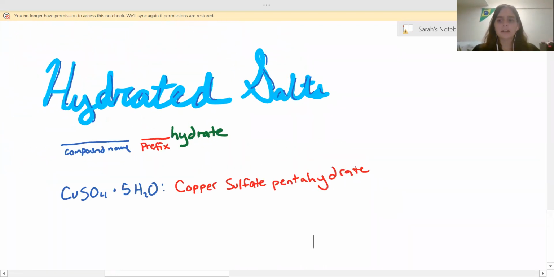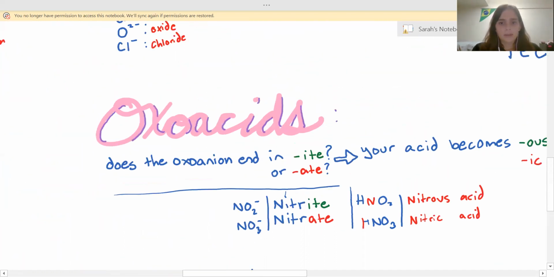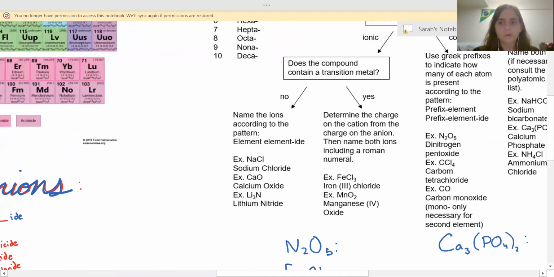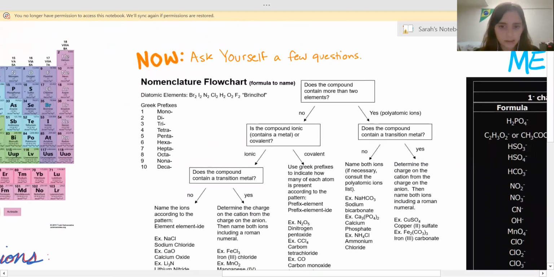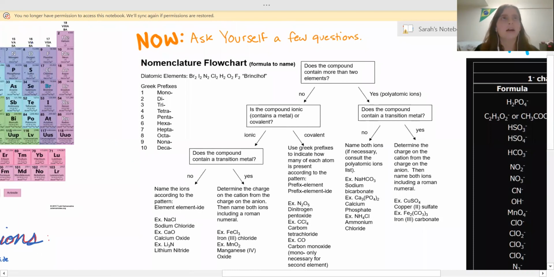All right, so now that we've got cations, anions, acids, and hydrated salts, I want to move on to this really helpful nomenclature flowchart that helps me memorize the names of compounds.